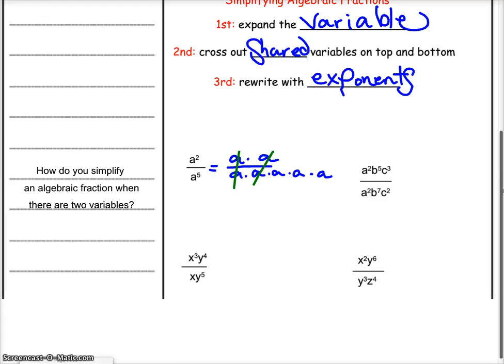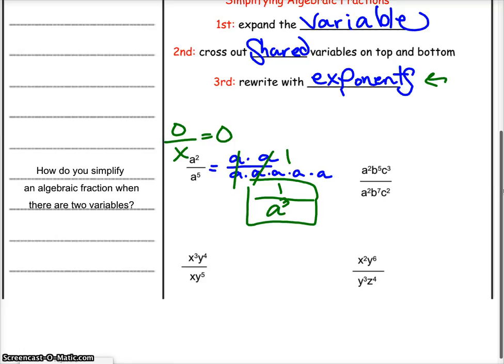Can I cross any more out? No. So what do I have left on top? Is it a 0 or a 1? It's a 1, because 0 over anything is going to be 0. So I know that this isn't 0, so bring 1 out to play. So my final answer, write it with exponents, so it's 1 on the top, a to the, how many a's? A cubed, yeah? 1 over a cubed.